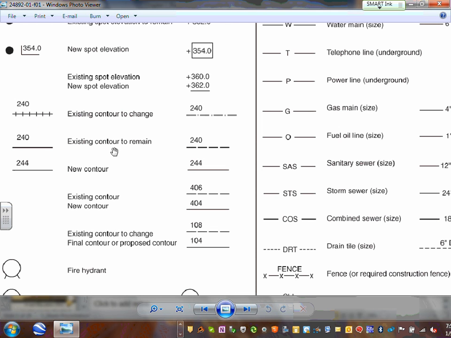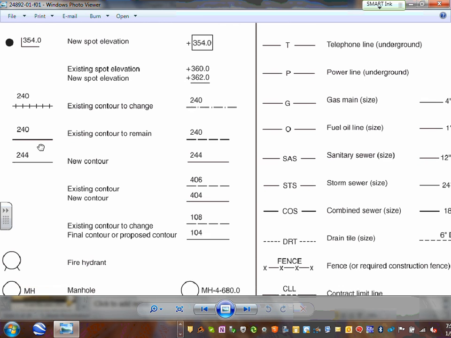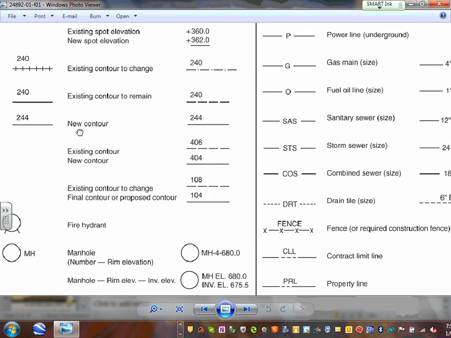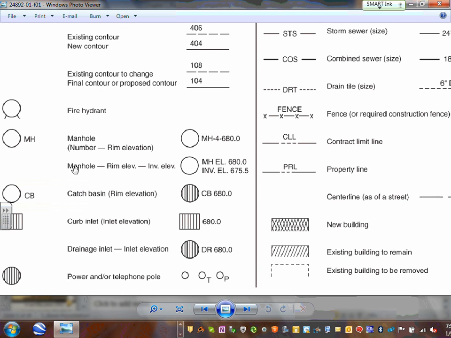Existing contours to remain. Can you guys see if it's a straight line? A contour line, guys, shows the elevation of that area. The whole area has the same elevation. If it's dashed like these, it will be like 240 here. That's existing contours to change. If it's a straight line, it will stay consistent. If it's a thin straight line like this, it's new, so you're going to have a new elevation. So these are some of the symbols that they use.